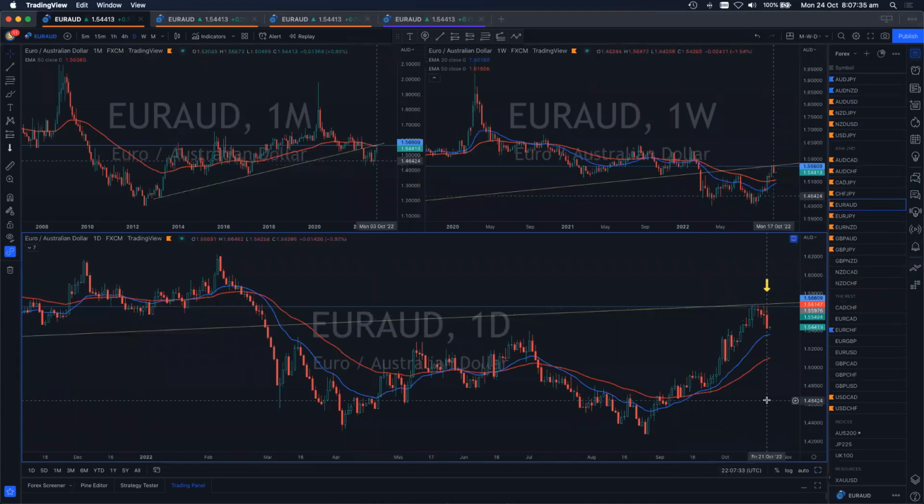Right, Euro Aussie. On Friday we had a retest of this trend line on the monthly, the trend line on the weekly, and the trend line on the daily, and a very bearish action on Friday. That's looking like bearish momentum will continue today.